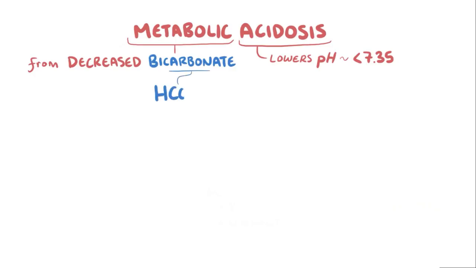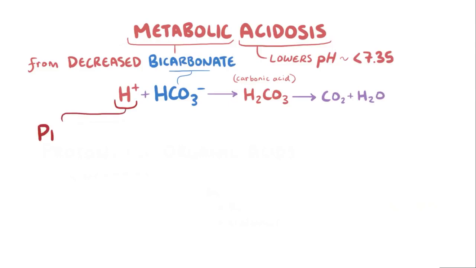One way that the bicarbonate ion concentration decreases is by binding to protons, or H+, which results in the formation of H2CO3, or carbonic acid, which subsequently breaks down into carbon dioxide and water. These protons come off of various organic acids.